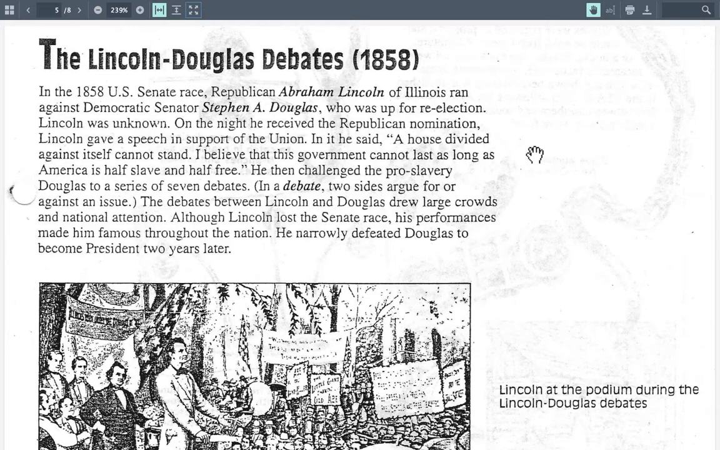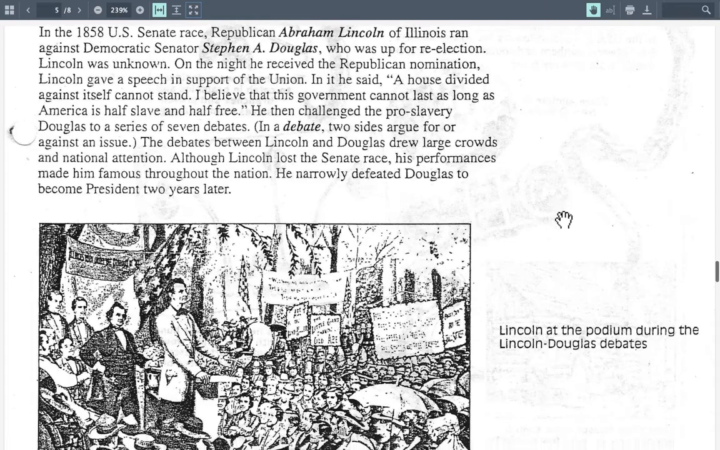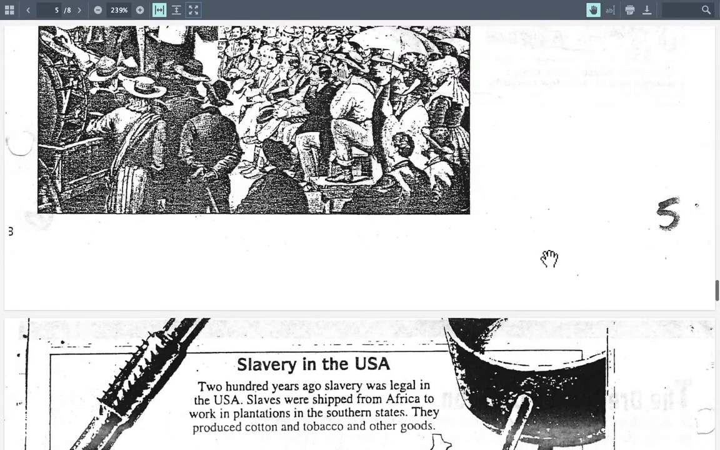He then challenged the pro-slavery Douglas to a series of 7 debates. In a debate, 2 sides argue for or against an issue. The debates between Lincoln and Douglas drew large crowds and national attention. Although Lincoln lost the Senate race, his performances made him famous throughout the nation. He narrowly defeated Douglas to become president 2 years later. It's a picture of Lincoln at the podium during the Lincoln-Douglas debates.